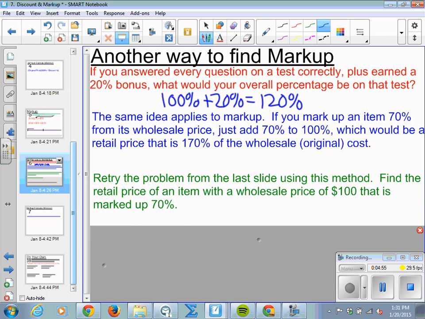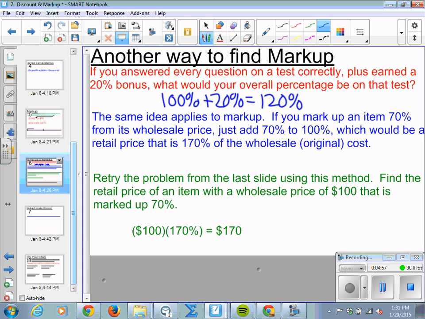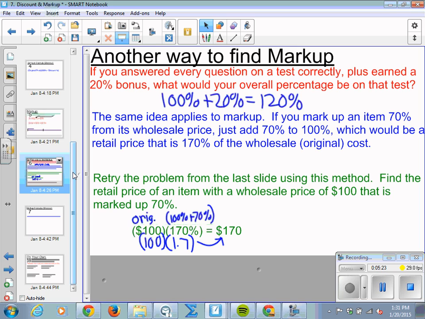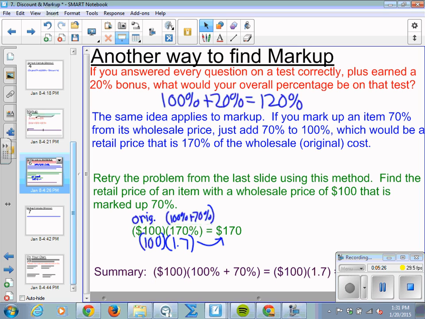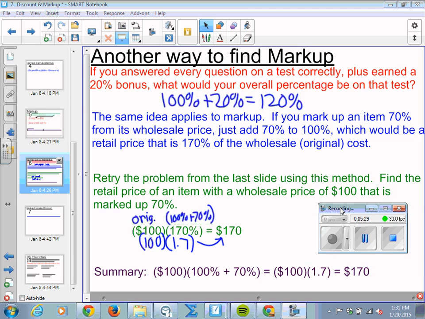So we've got the original price here, original price, and we're going to multiply by 100% plus that markup. If we do that, it becomes $100 times 1 7/10. Remember, for percent, move the decimal point back 2 places, and that will give us now 170, which, as we should know, is the same answer we got beforehand. So there's the summary. You can use that as well.